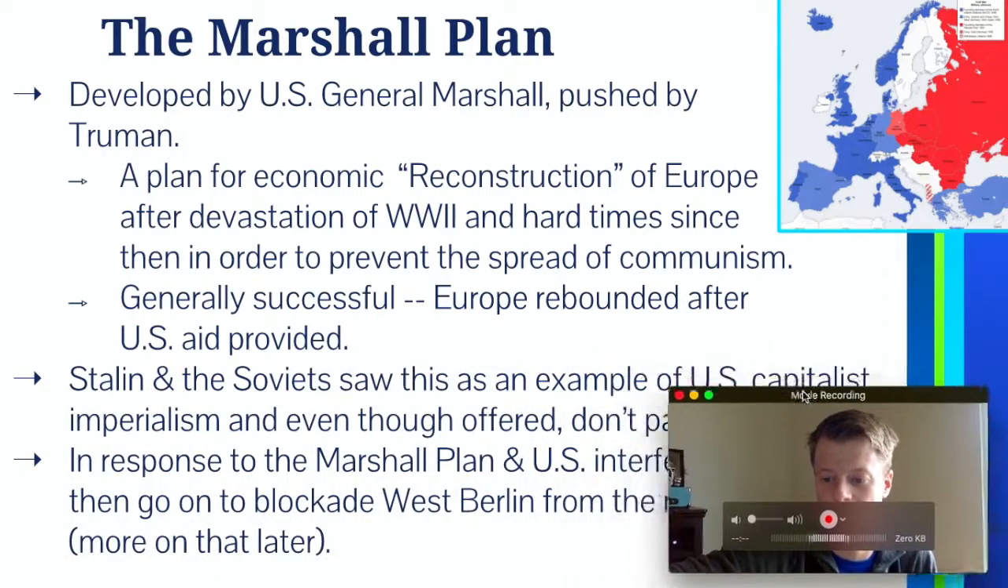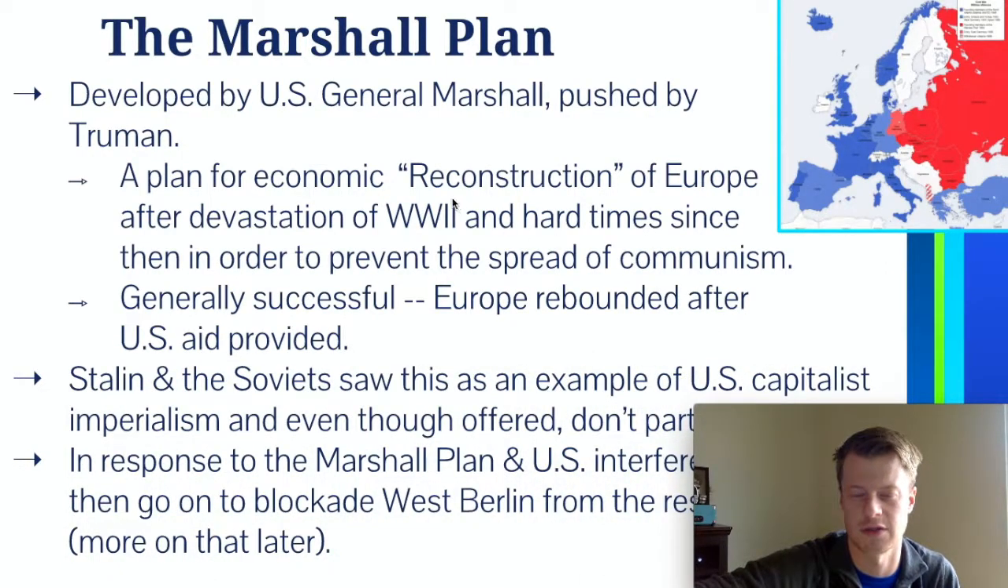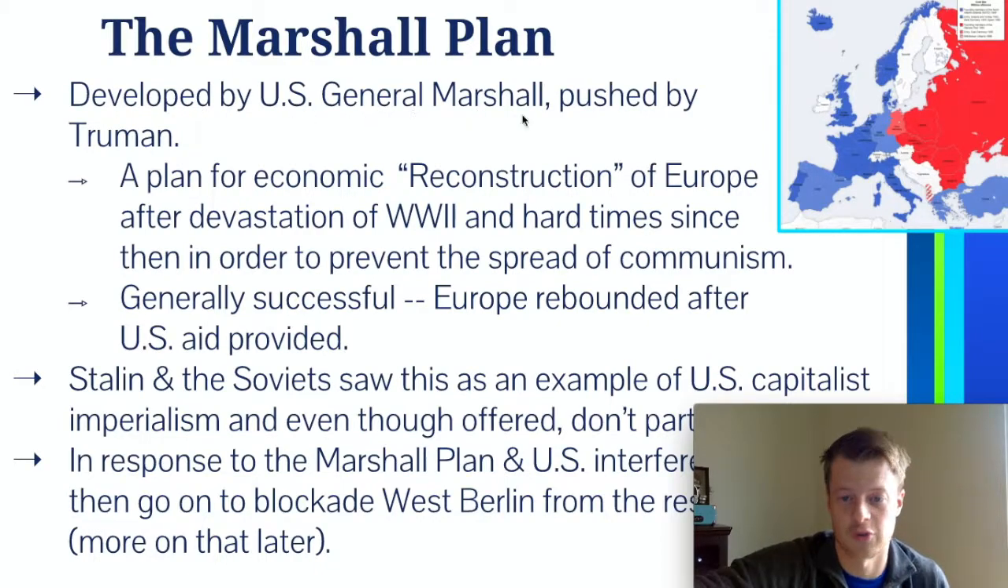And let's talk about a few ways that containment happens. This goes along with the Truman Doctrine as well. Okay, so the Marshall Plan. Let's talk about the Marshall Plan. So again, here's Europe. It was developed by U.S. General Marshall and pushed by Truman. It was a plan for the economic reconstruction of Europe after the devastation of World War II. And the United States gave billions of dollars in the Marshall Plan to basically rebuild Europe and get it back on its feet.